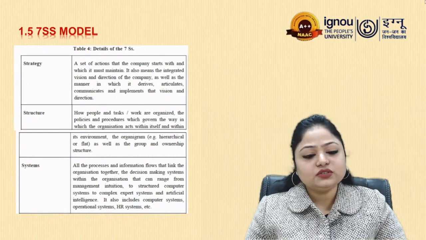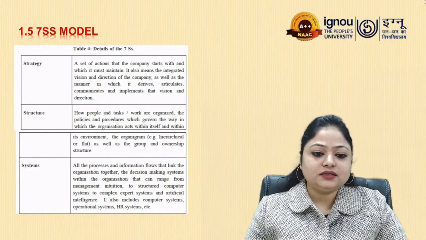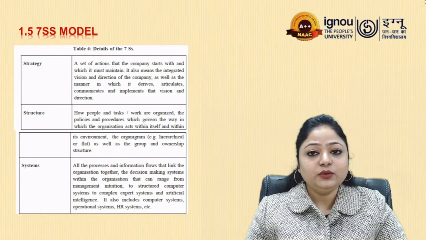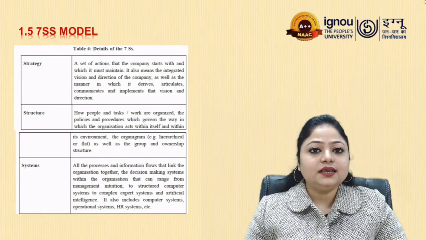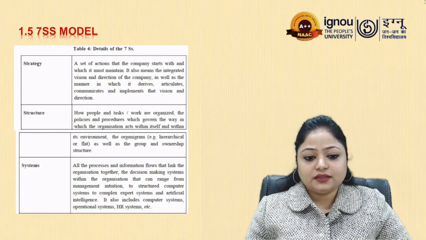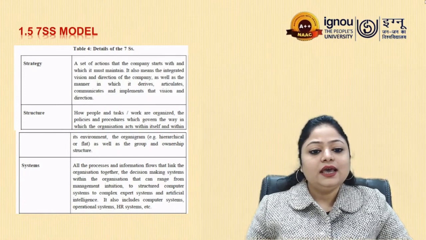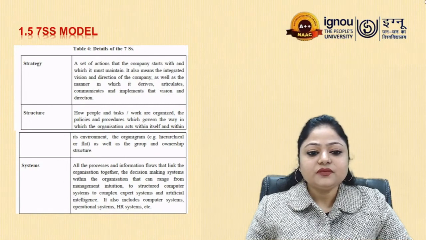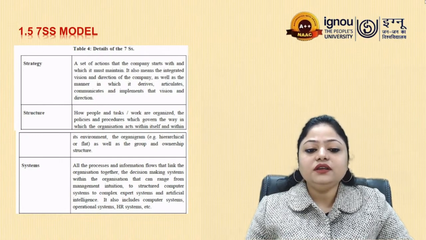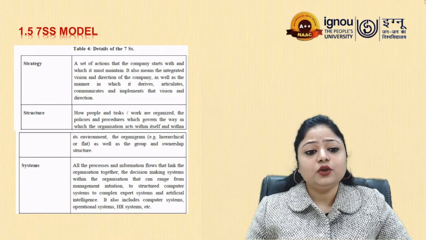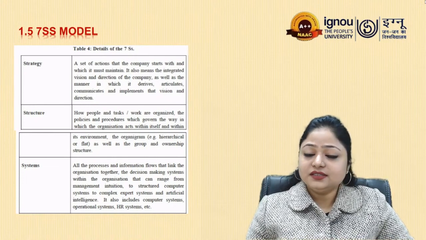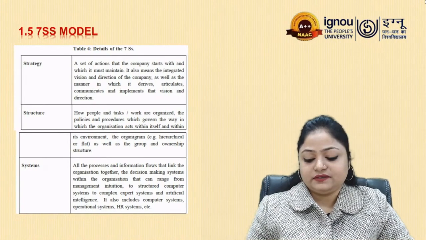Then system. As we all know, a system has a process. There is transformation. It needs input and it gives us an output. And there are various elements involved in decision making, organizing, and doing the transformation work. So all the processes and information flows that link the organization together. The decision making system within the organization can range from management intuition to structured computer systems to complex expert systems and artificial intelligence. It includes computer system, operation system, HR system, marketing system, research and development system. So system as a whole is again one of the 7S in the model of 7Ss.